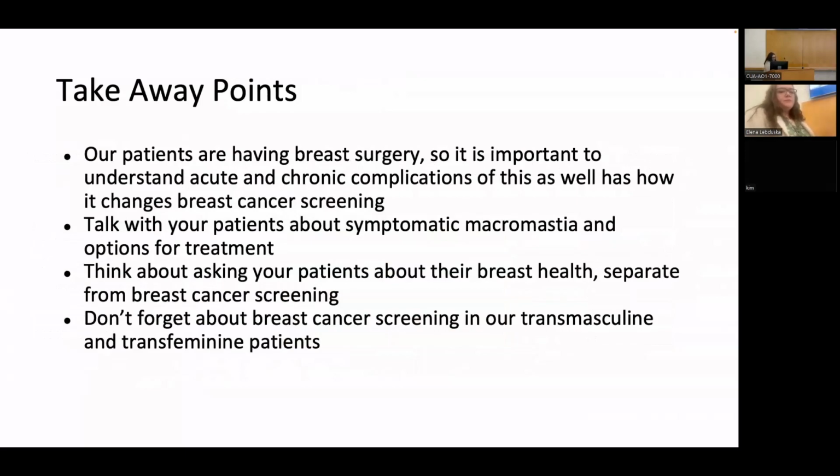Our takeaway points. So we are all aware that our patients are having breast surgery. So it's really important to understand the complications as well as the implications on how to treat them in the future, as well as how this changes our routine breast cancer screenings. Patients should have a discussion about the treatment options as well as the implications of their macromastia as part of their normal treatment plans. You should also be asking your patients about breast health outside of their normal breast cancer screening discussions. And then also takeaway points, not to forget about our transmasculine and transfeminine patients and their need for continuing breast cancer screening as well.